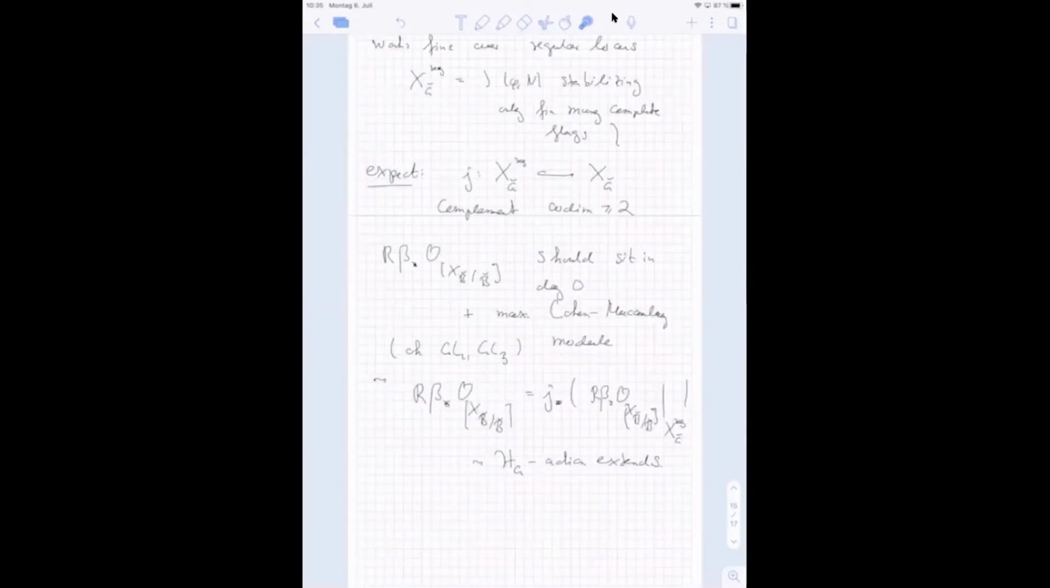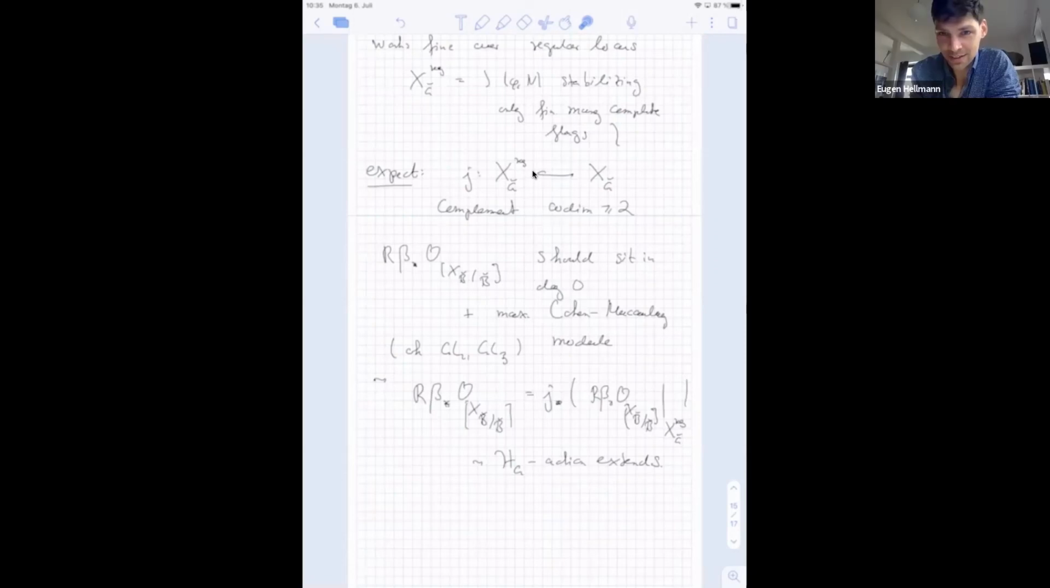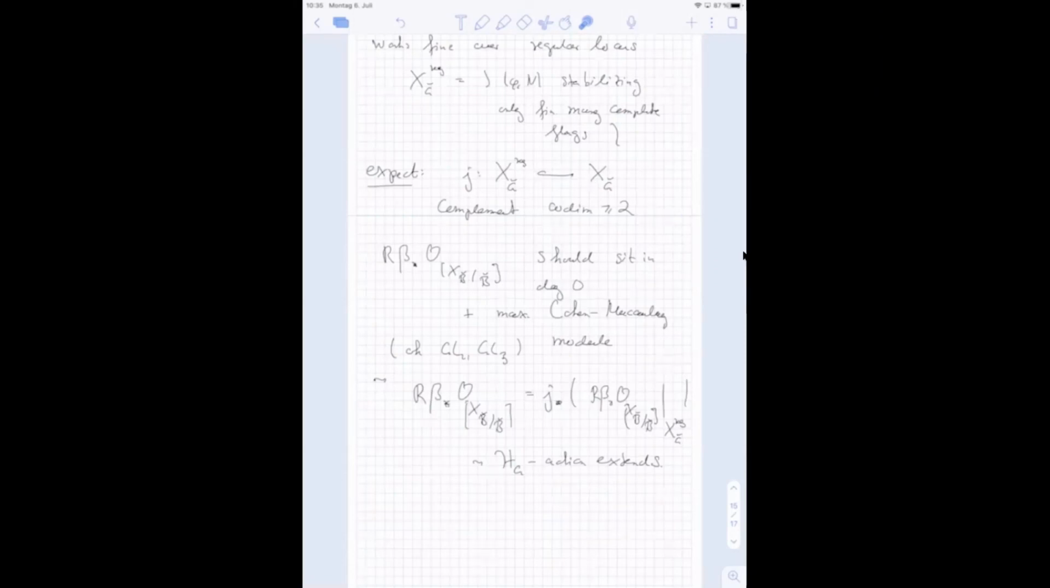Does your derived category of Iwahori-Hecke have something to do with the derived category of G bundles over the Fargues-Fontaine curve?